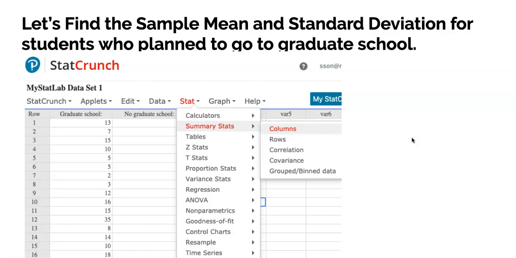Okay, so let's find the sample mean and standard deviation for students who plan to go to graduate school first, and we will do the same thing for students who do not plan to go to graduate school. Now remember how we find them: X bar and standard deviation. We can simply do column summary stat. So go to Stat, click on Summary Stats, and click on Columns.